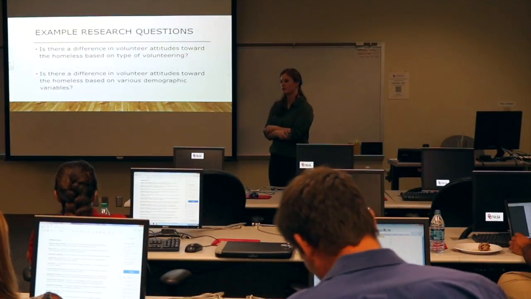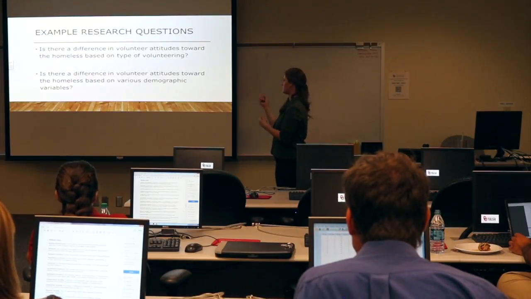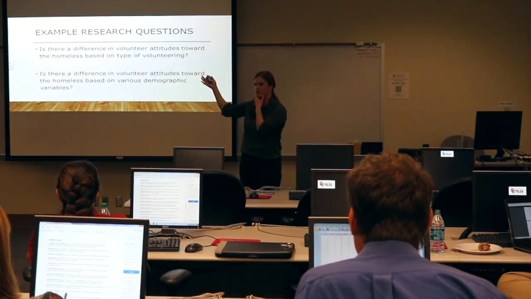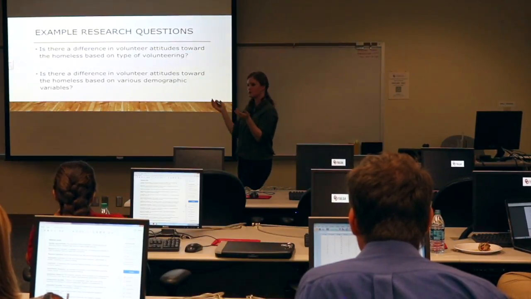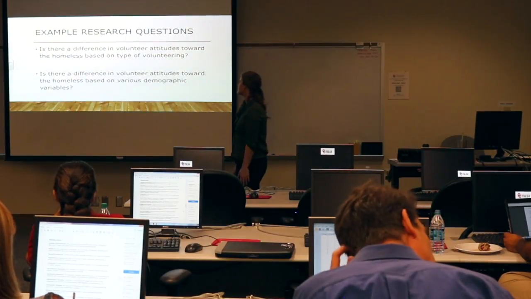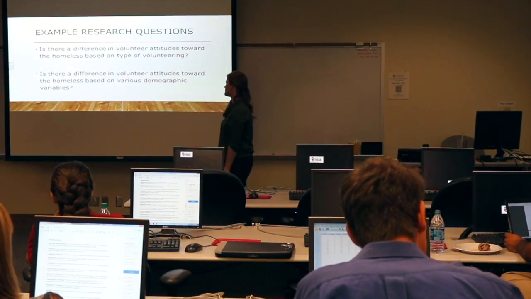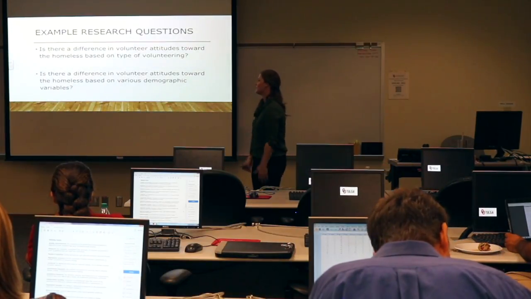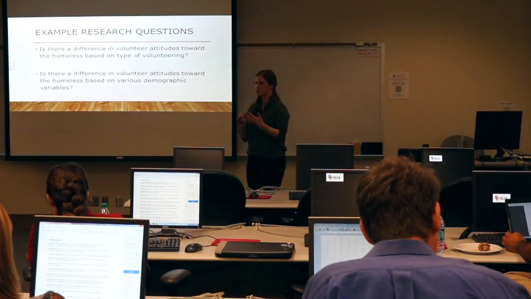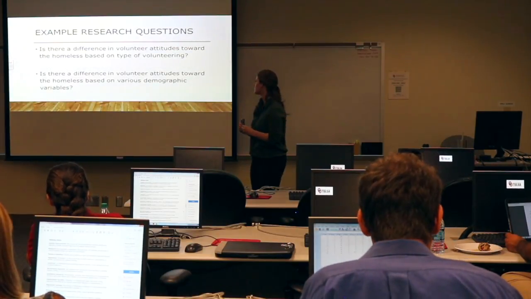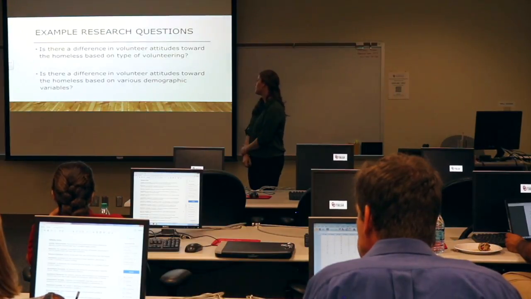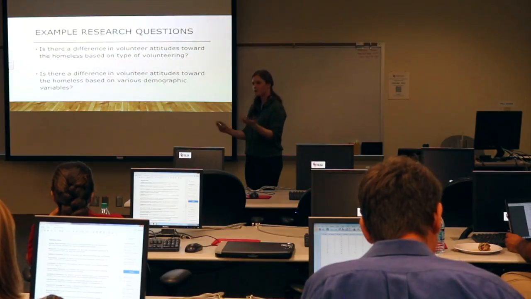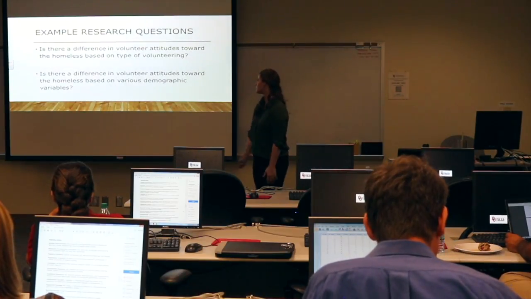Right? And so the dependent variable is the volunteer attitude. So we're thinking of the type of volunteering as having some influence on the attitudes toward the homeless, right? And similarly with this bottom bullet, the independent variables are these various demographic variables. I didn't list them all out, but I thought we could look at gender and race and that kind of thing tomorrow. And then again, the dependent variable is the attitudes toward the homeless. So everyone feels good with independent and dependent variables.